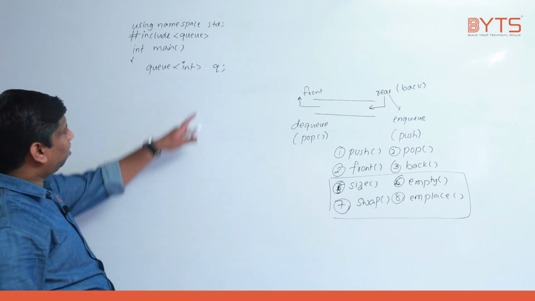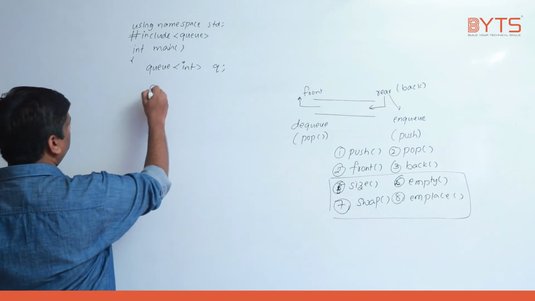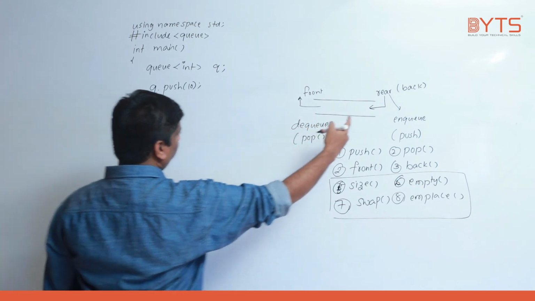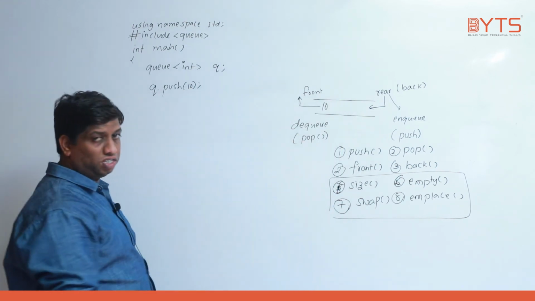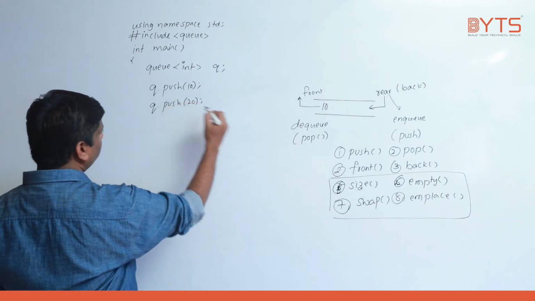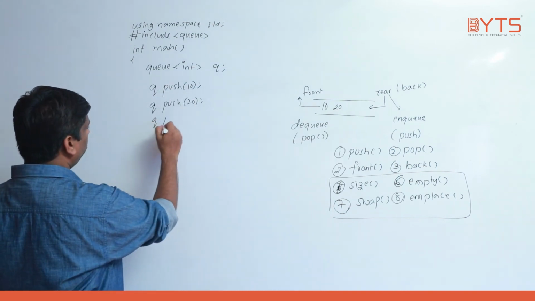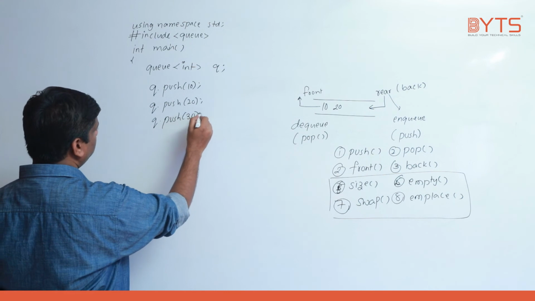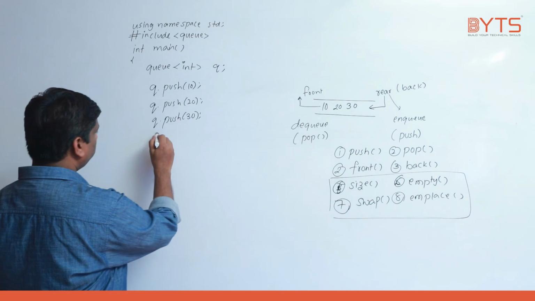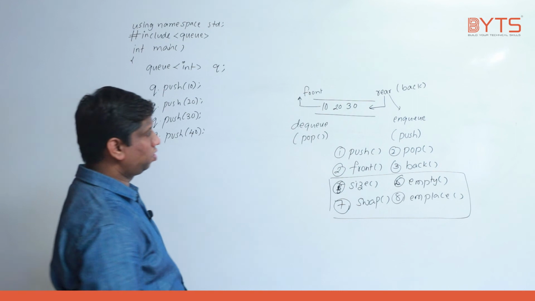Queue is a container object which is used to store integers. So q dot push of 10. We are pushing from this side, so 10 is coming here. 10 is the first inserted element. Next, q dot push of 20. From this side 20 came here. Next, q dot push of 30, so we get 30. Next, q dot push of 40, and we have 40 here.